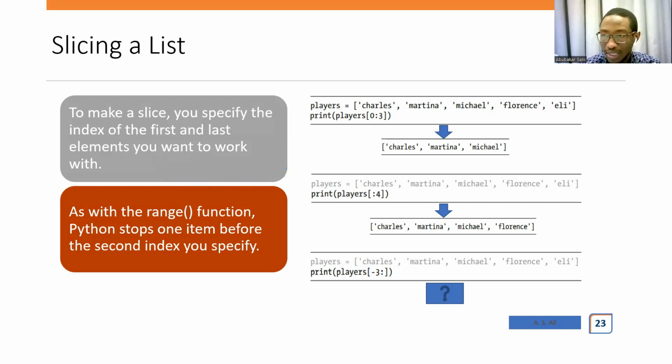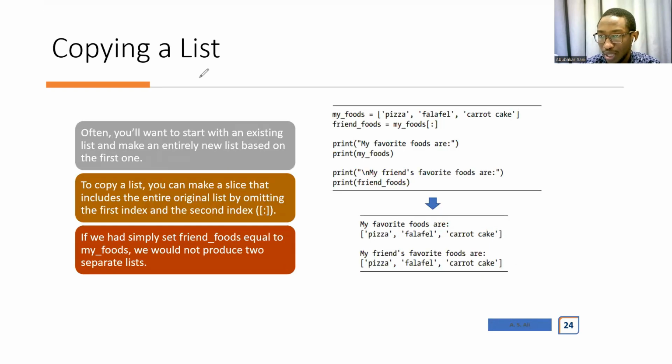So the next thing is copying. What if we have a list and we want to copy it? Let's say I have my list, my foods, which includes pizza, falafel, and carrot cake. And my friend also has his own lunchbox, and the foods in my friend's lunchbox are similar to the foods in my own lunchbox. So I don't have to also write my friend foods equals pizza, falafel, and carrot cake.